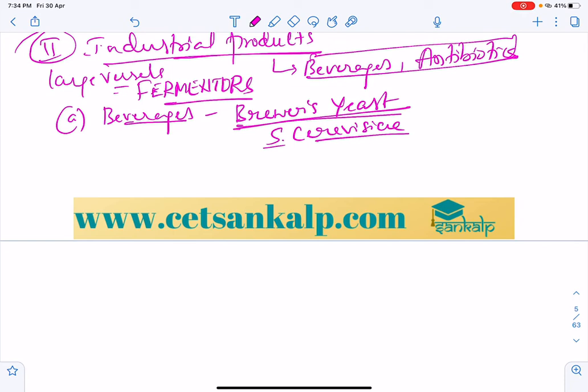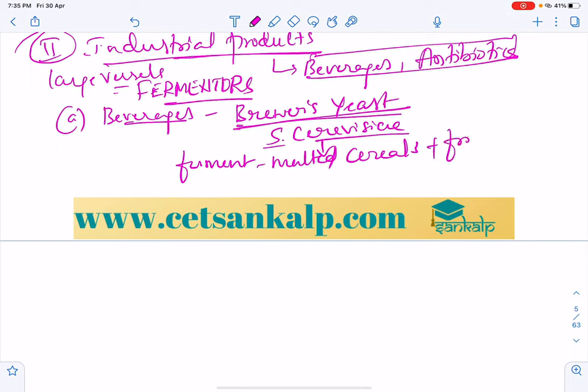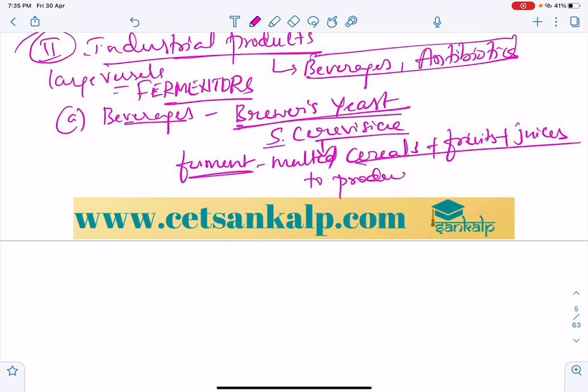So now that is Saccharomyces cerevisiae, which will be used to ferment malted cereals, and maybe fruits and juices. Saccharomyces cerevisiae is used to ferment malted cereals, fruits, and juices mainly to produce alcohol, that is, ethanol.